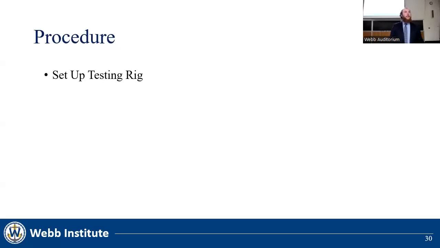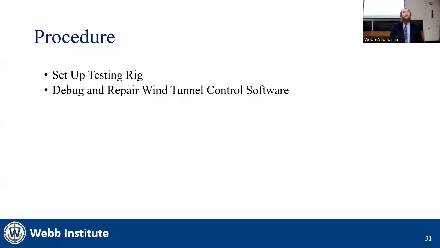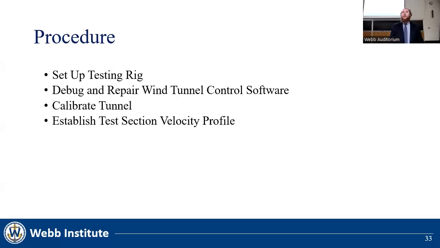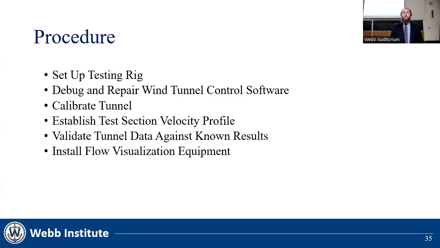To accomplish our objectives, we set up the testing rig, we debugged and repaired the wind tunnel control program, we calibrated the tunnel instruments, we established a test section velocity profile, we validated tunnel data against known results, and we installed flow visualization equipment.